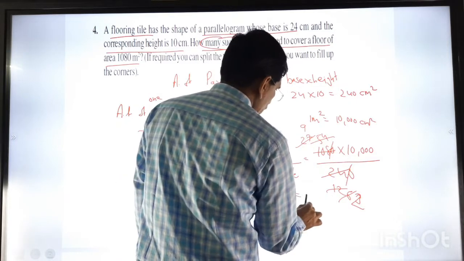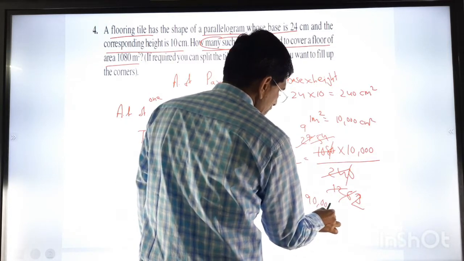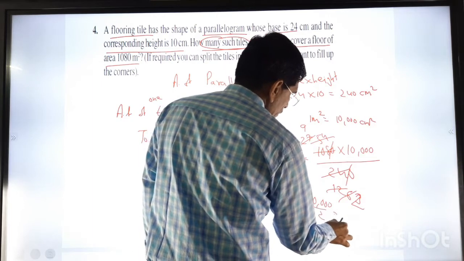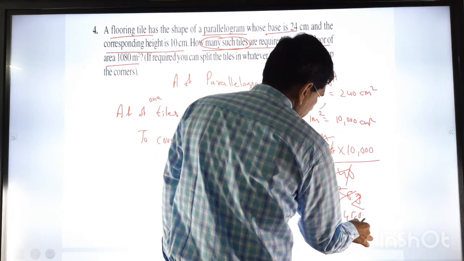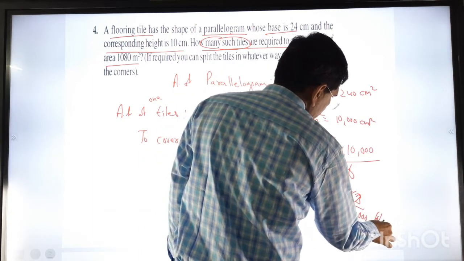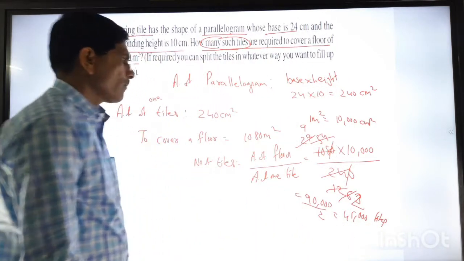So 90,000 tiles divided by 2, that is 45,000 tiles I have to use.